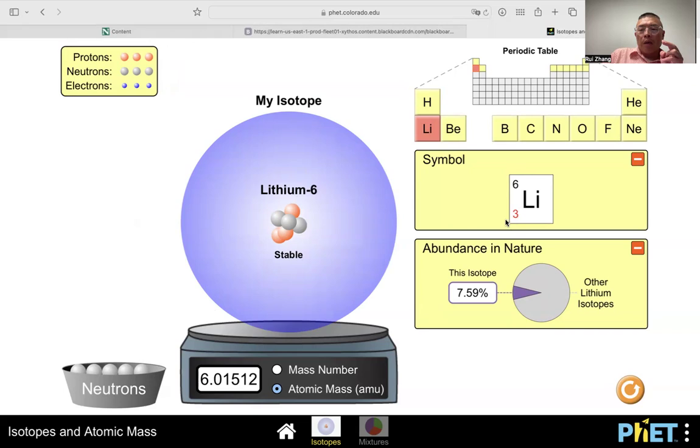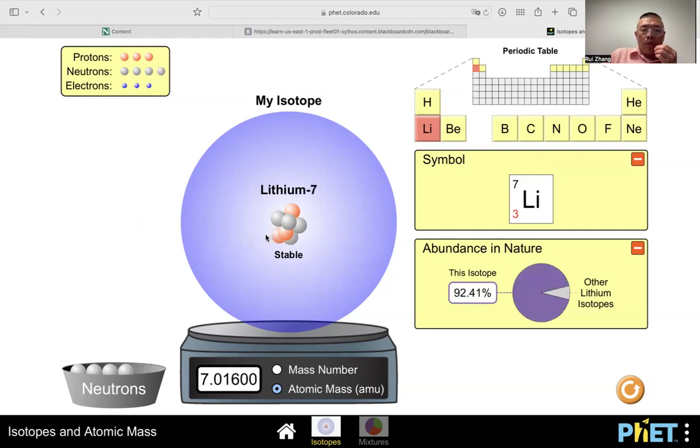These two numbers here: the number at the bottom refers to the atomic number, the number of protons. It is represented by these red spheres here. This determines what the element is. And the number on top is the mass number, the number of protons plus neutrons. So in this case, you have 3 neutrons for 3 protons. That's lithium 6. That's one isotope.